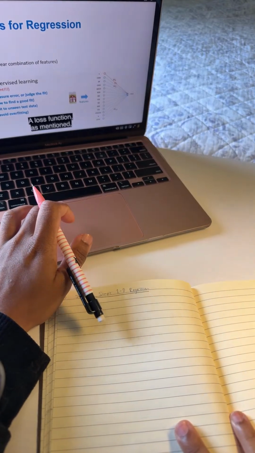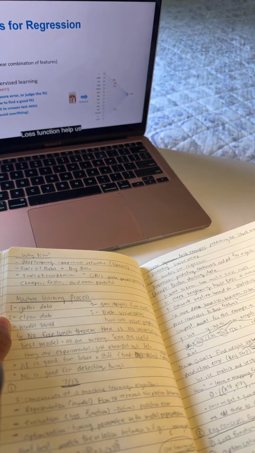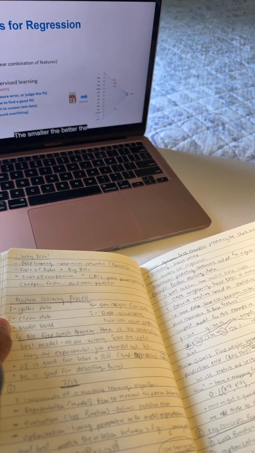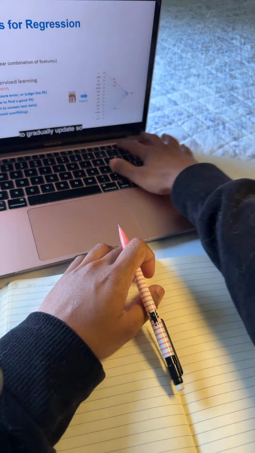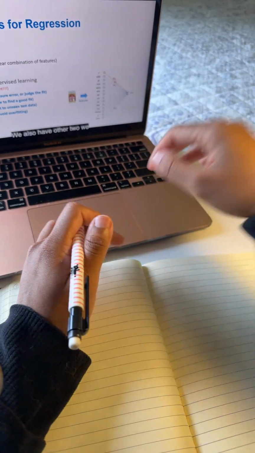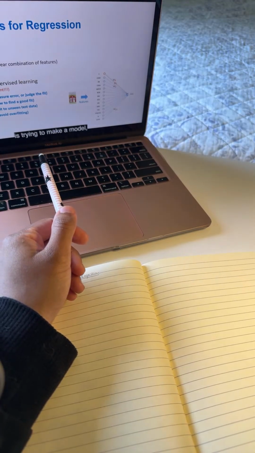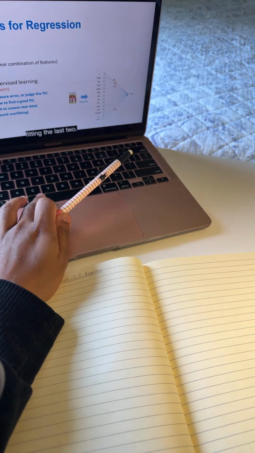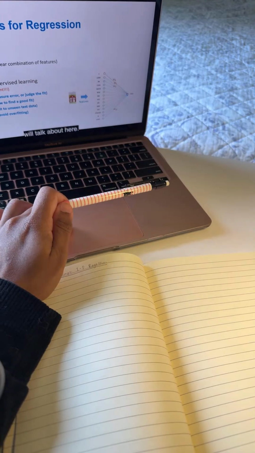Now let's talk about how to solve the regression problem by going through the following concepts. Here, a loss function is mentioned when we have a model and a prediction. We need to measure the error. So the loss function helps us to measure the prediction error. The smaller, the better. Optimization helps us to gradually update the weights so that we can find a good fit between x and y. We also have two other concepts. We call them generalization and regularization. Generalization is trying to make a model work for new, unseen data. Regularization is trying to avoid overfitting. So the last two, once we finish loss function and prediction, we will talk about it.